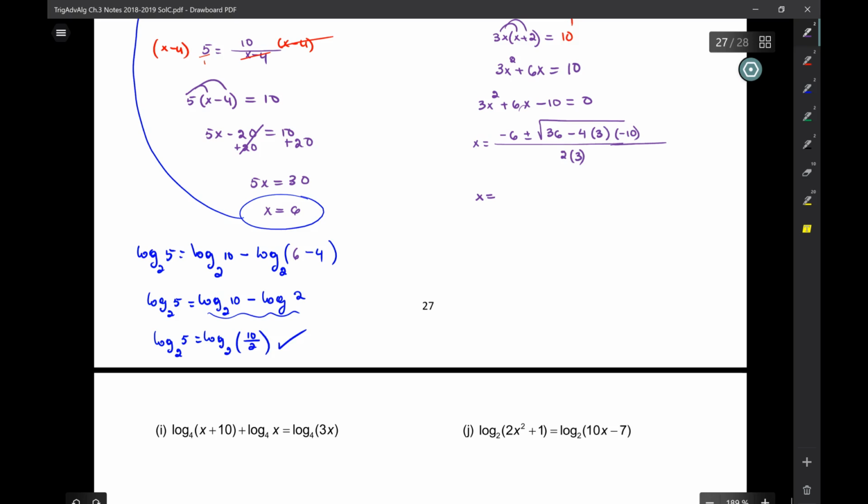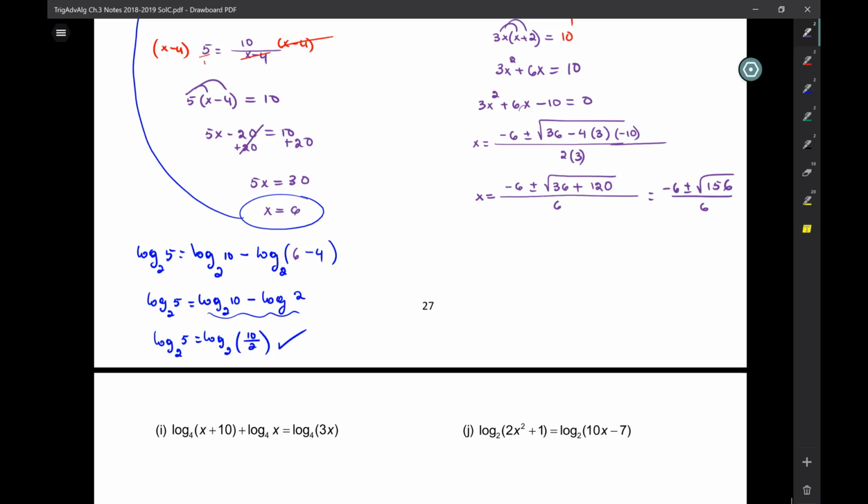Okay, so x is equal to negative b, that's negative 6, plus or minus the square root of b squared, 6 squared, minus 4 times 3 times negative 10, all over 2 times 3. So negative 6 plus or minus the square root of 36 plus, here I have 12 times 10 is 120, over 6. So this is negative 6 plus or minus root 156 all over 6.